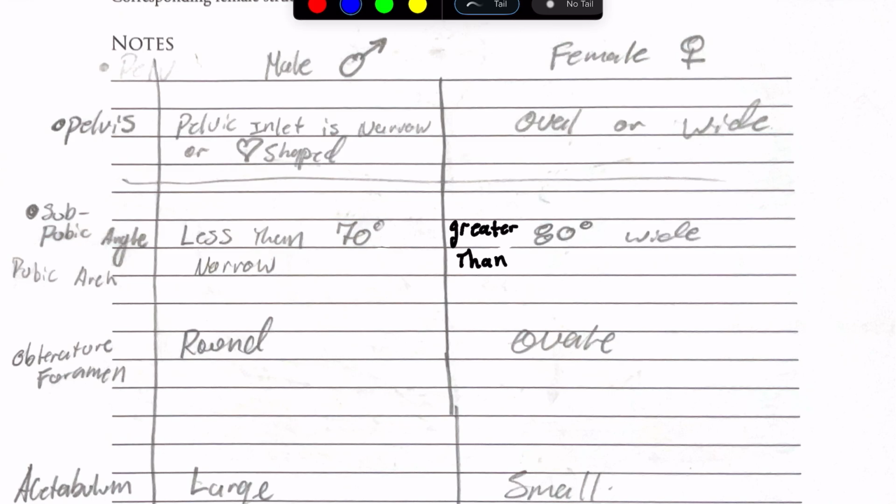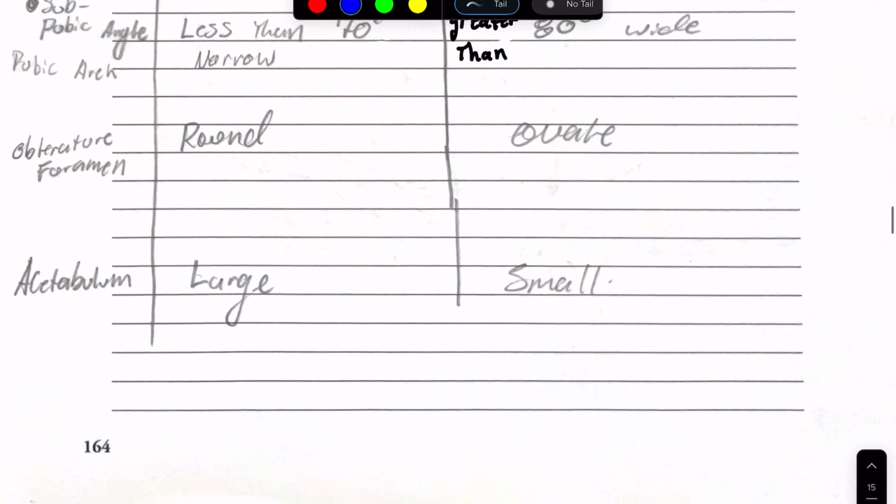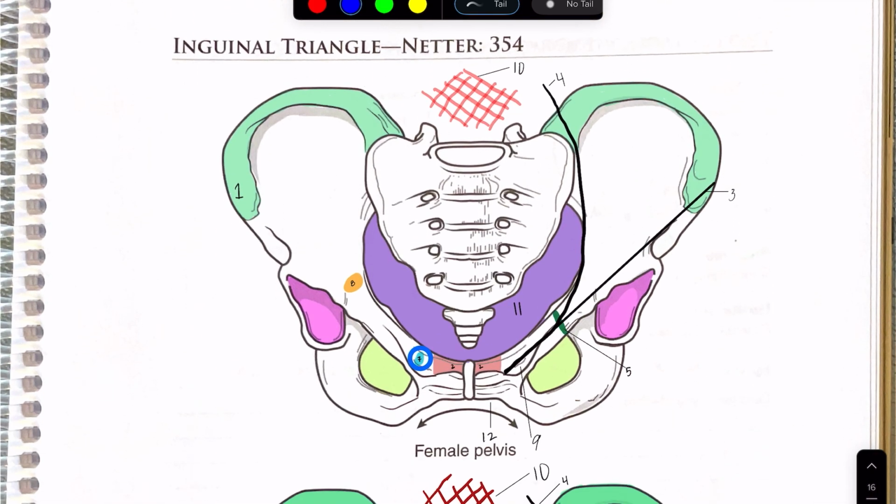As for the obturator foramen, in males it's going to be more round, while in women it's going to be more oval. And the acetabulum in males, that's kind of like the glenoid fossa in the scapula. This is what it's called in the pelvis, the acetabulum, where the head of the femur is connecting in. In males, it's going to be large, where the females will be small. So let's go ahead and look at the picture really quick.